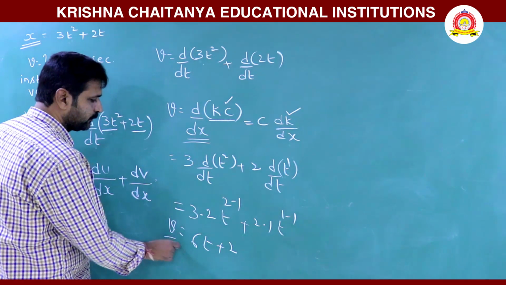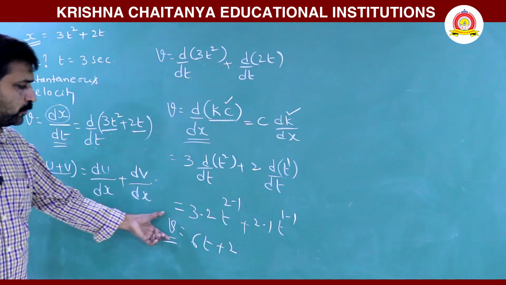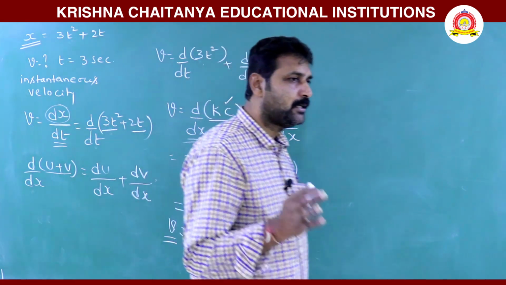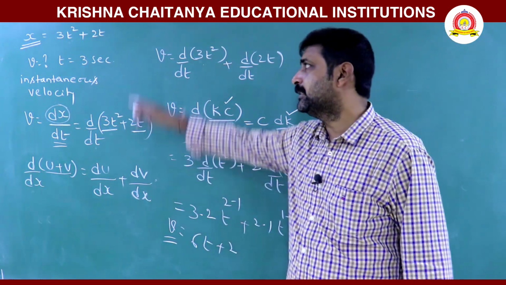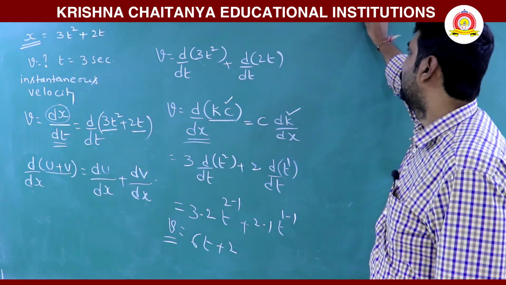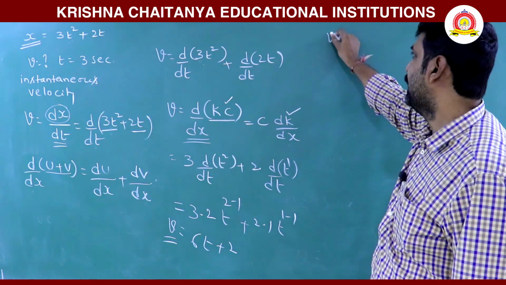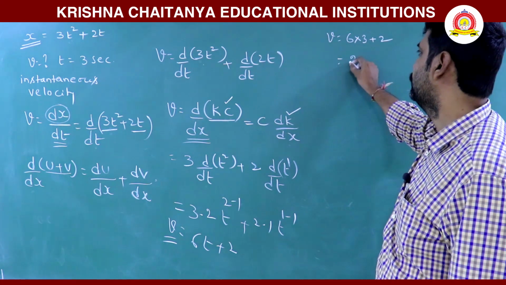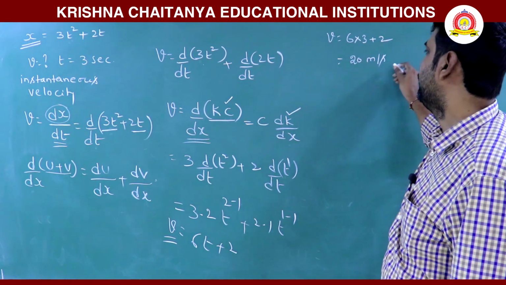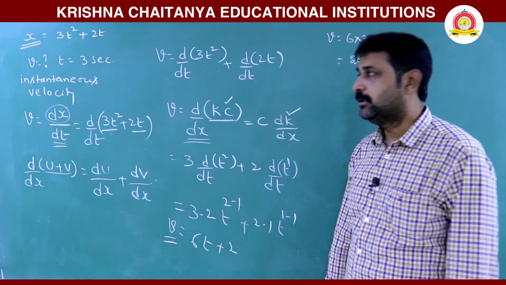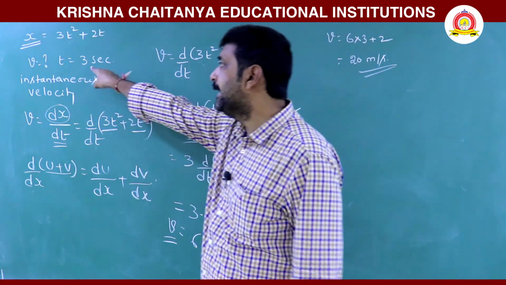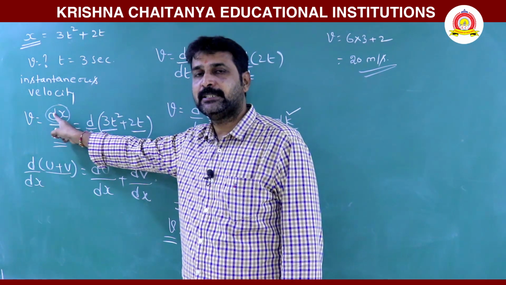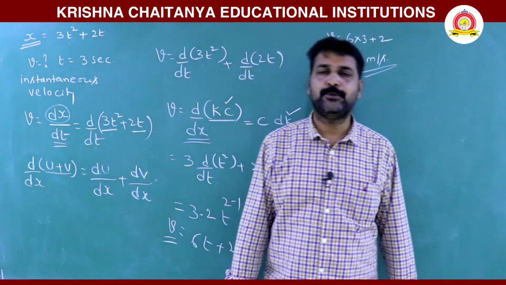Now velocity is 6t plus 2. Now here you are asked to find the velocity at 3 seconds. So t is equal to 3 seconds. Now velocity at that time is 6 into 3 plus 2, 18 plus 2, 20 meter per second. So here you are asked at any instant. That's why you are taking instantaneous velocity as a differentiation of position.